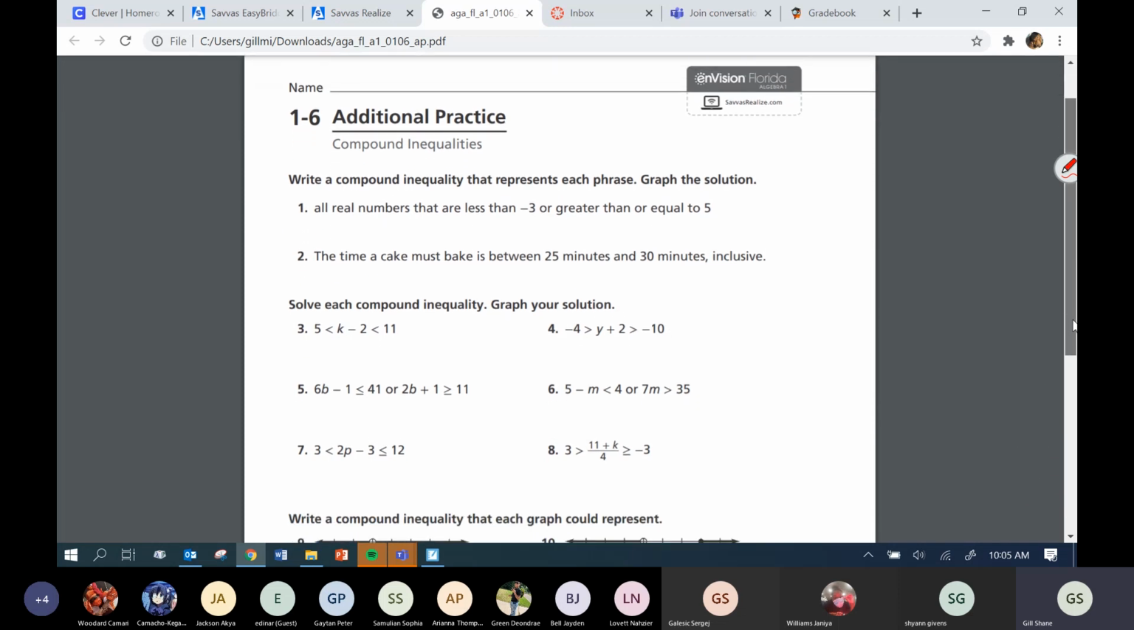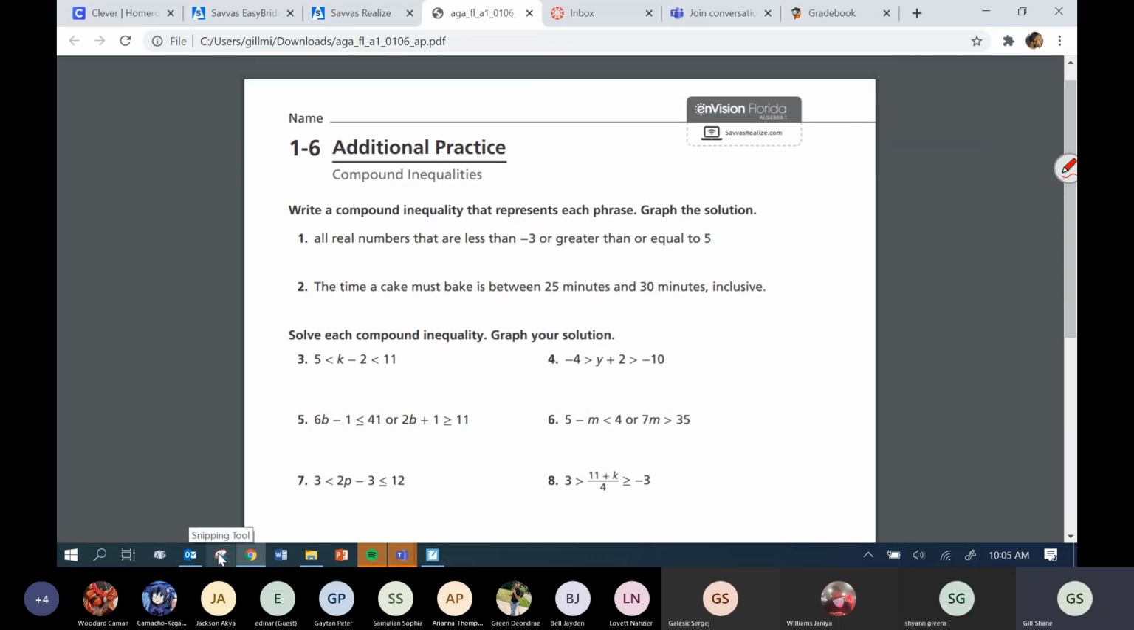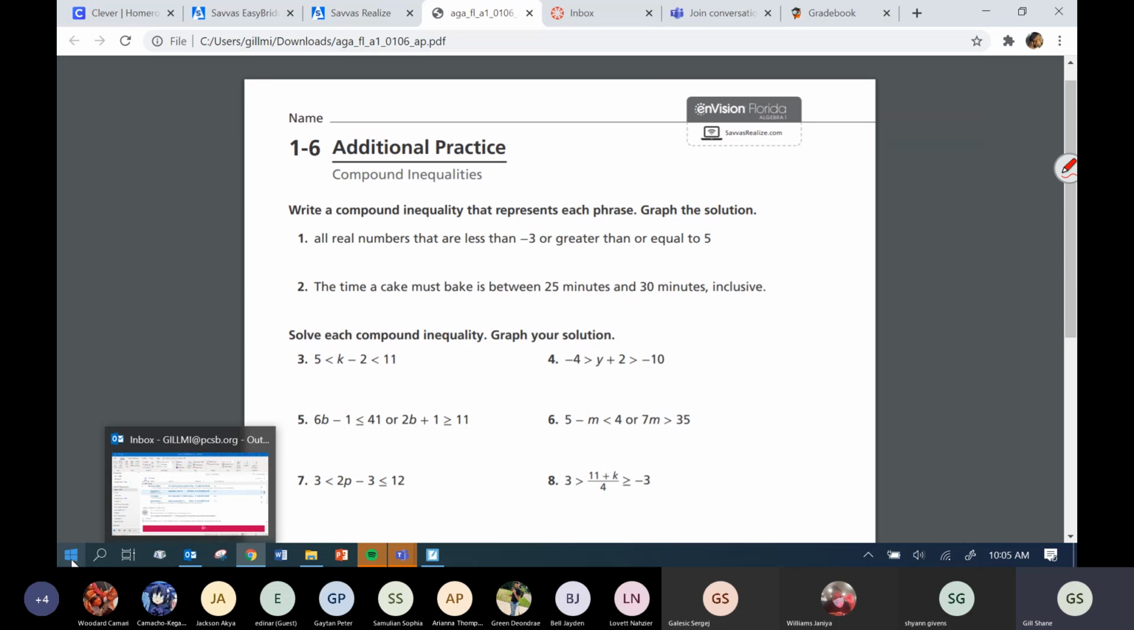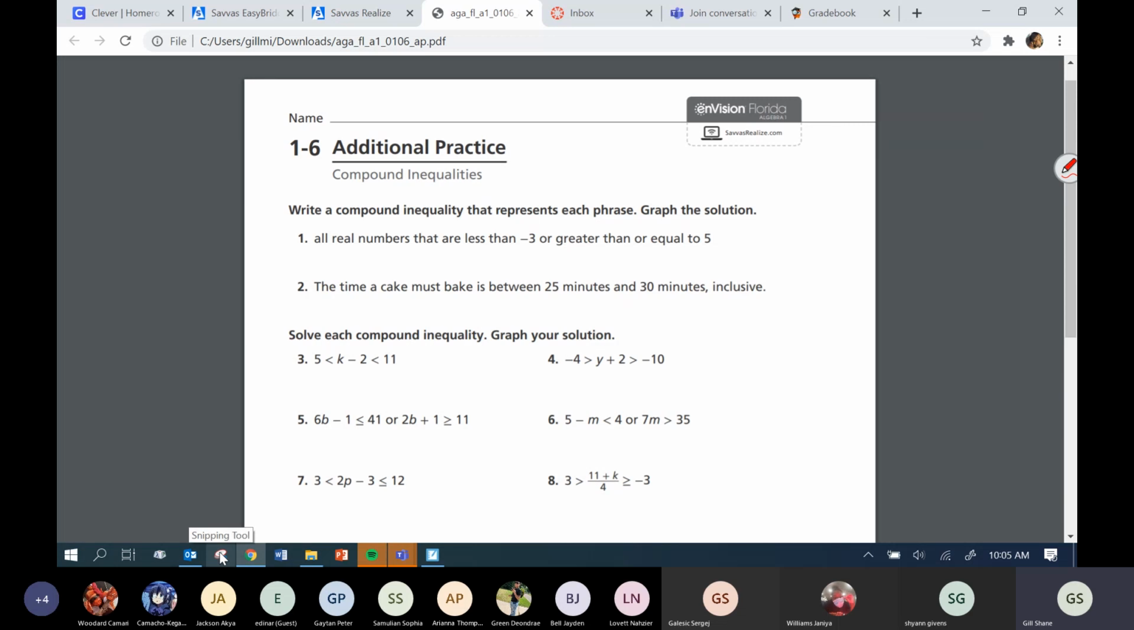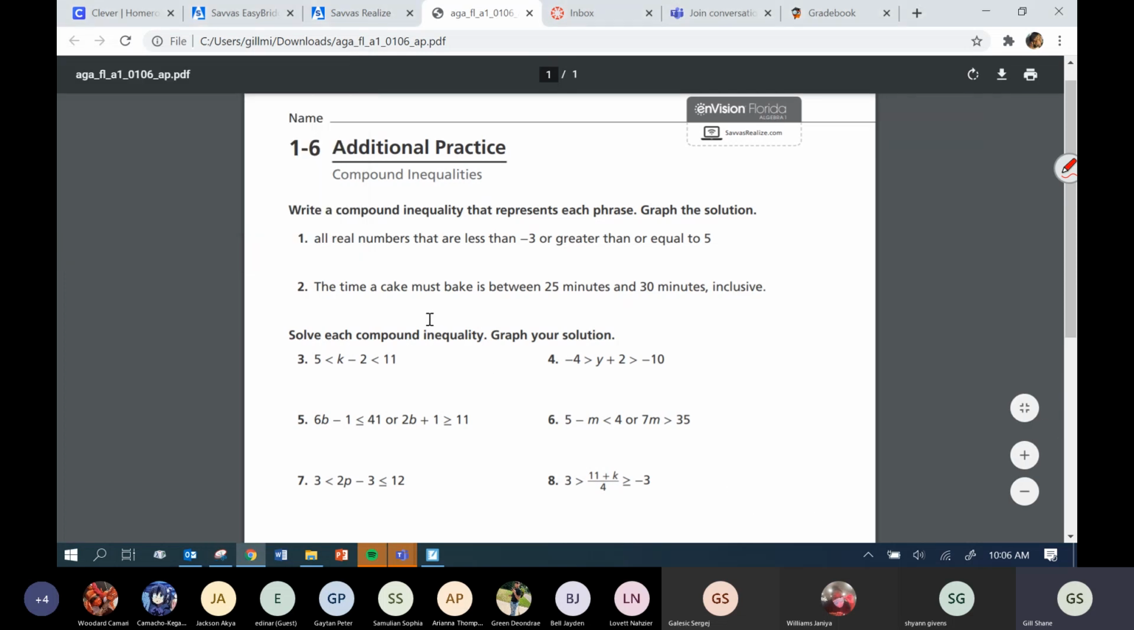Oh, by the way, I made a video to show you how to use this snippet tool without downloading anything. It's already on your computer. I put a video on how to drag it out and put it on your toolbar below so that you can use it. So I'm going to take a screenshot of this right now since it's not allowing me to write on this page.